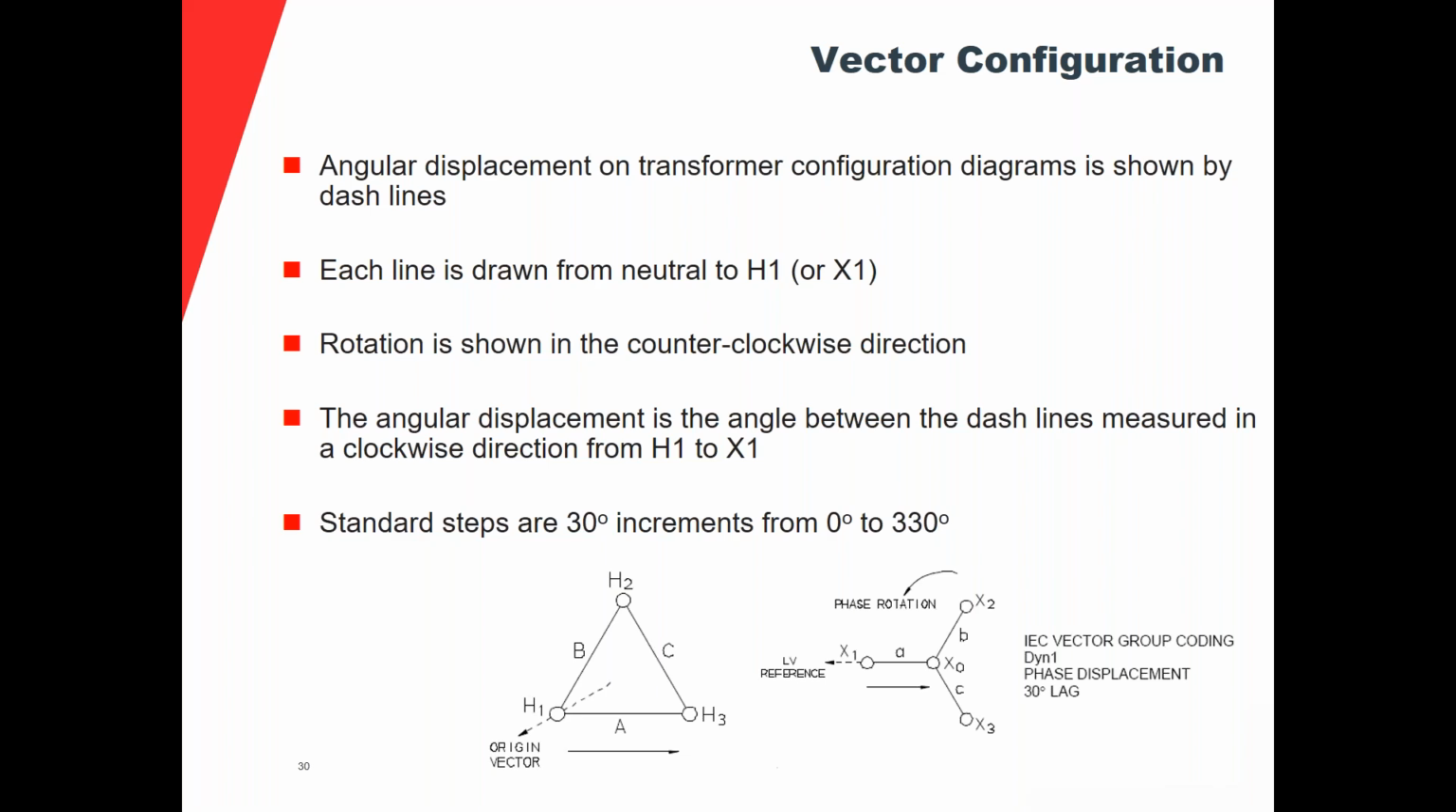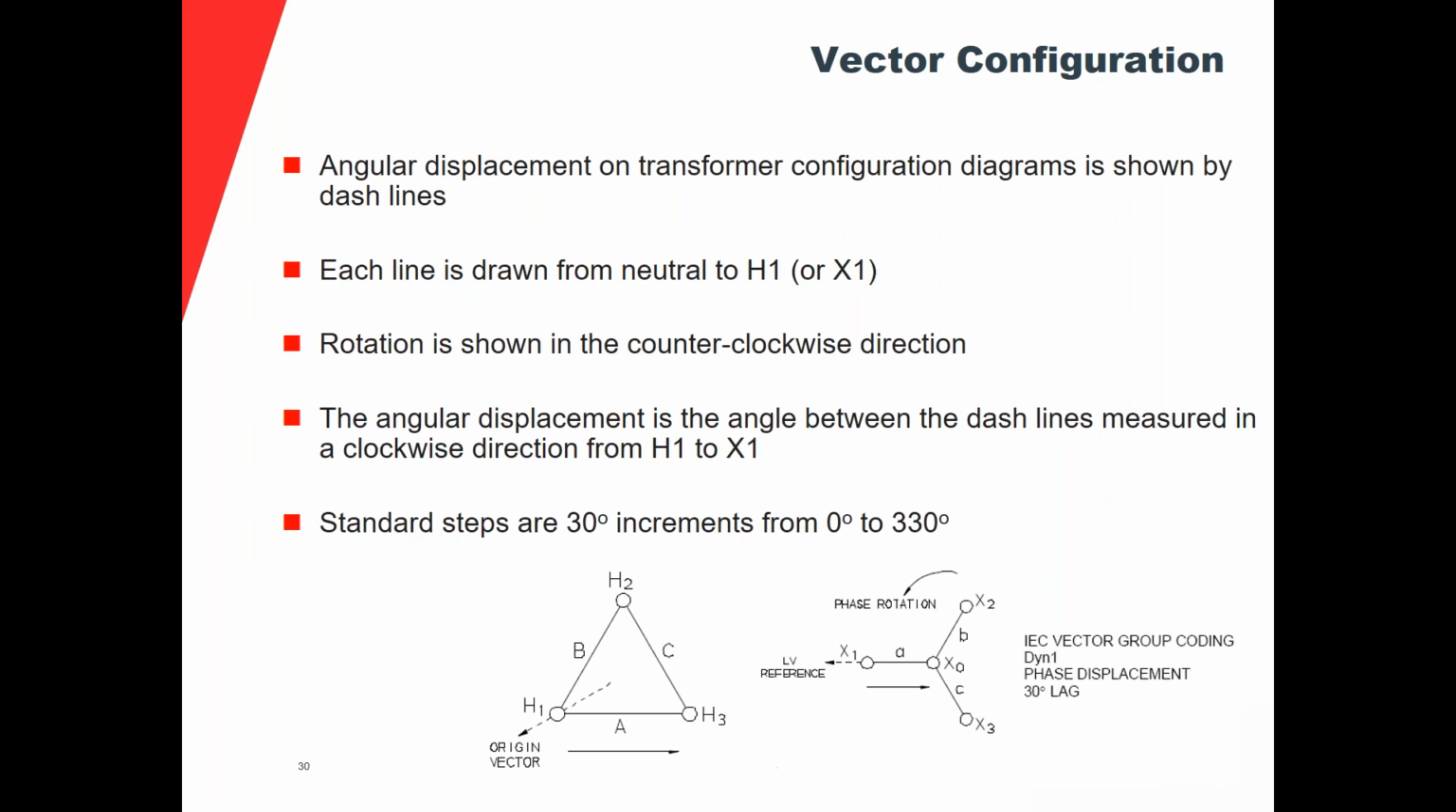So for this example here, we know we have a Dyn1. So we got a capital D, which refers to we have a delta on the primary or high voltage side, and then we have a yn, which is a Y with an exposed neutral on the secondary side. Then we have a 1, and some people say, so what's the 1 for? And so each number correlates to a displacement of 30 degrees. So 1 through 11, excuse me.